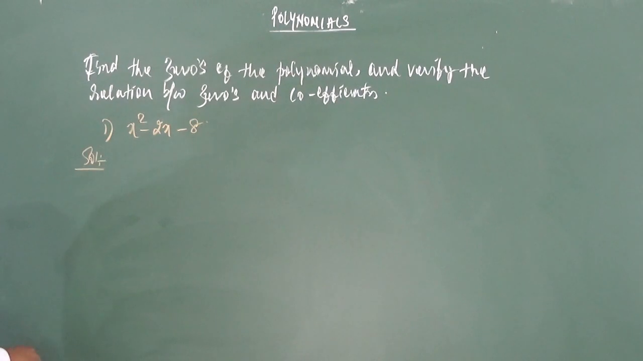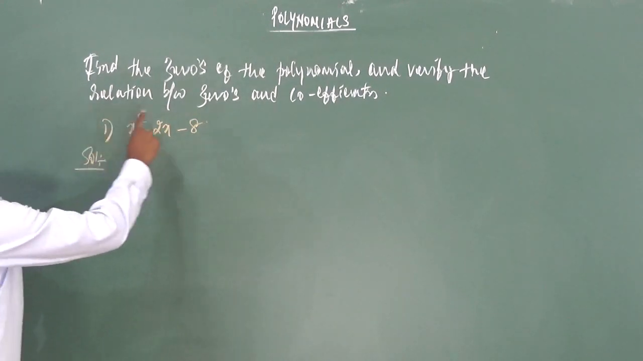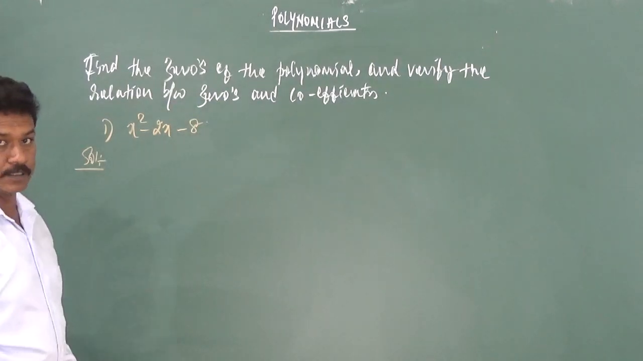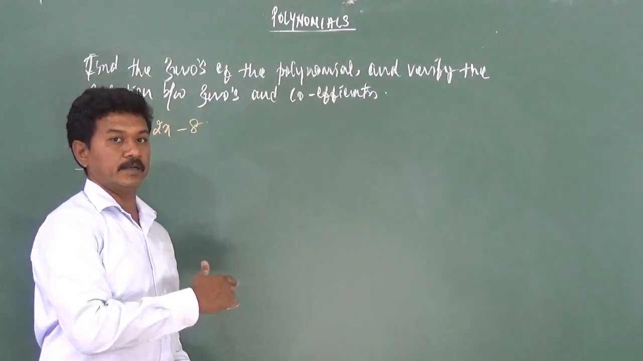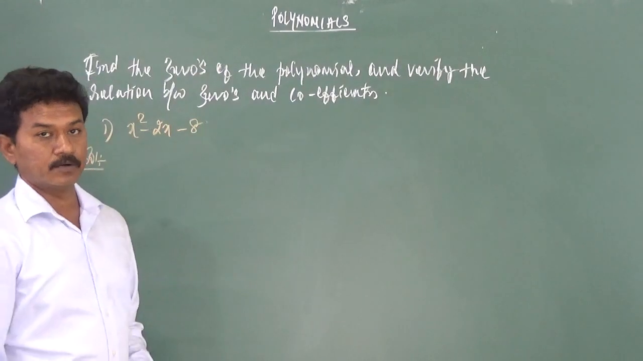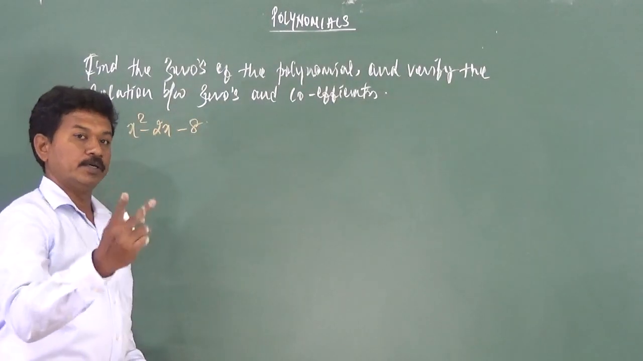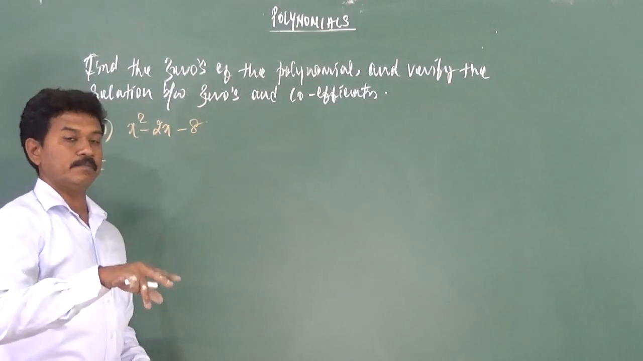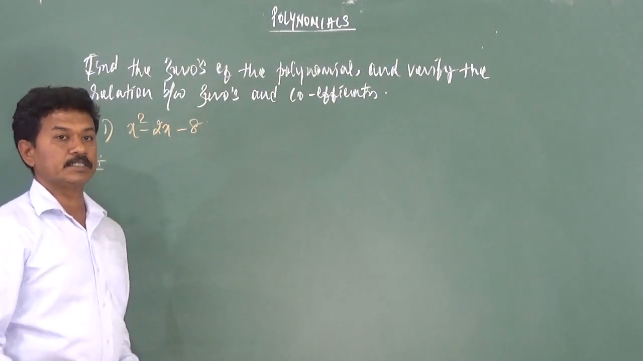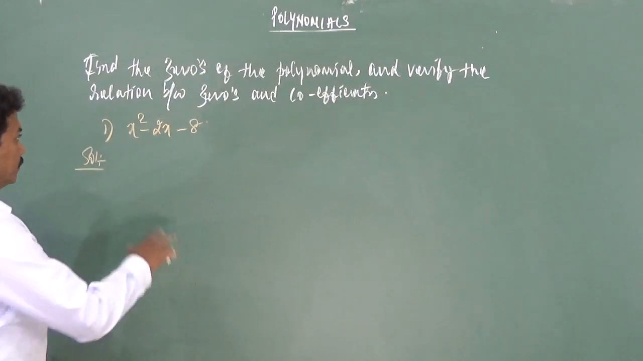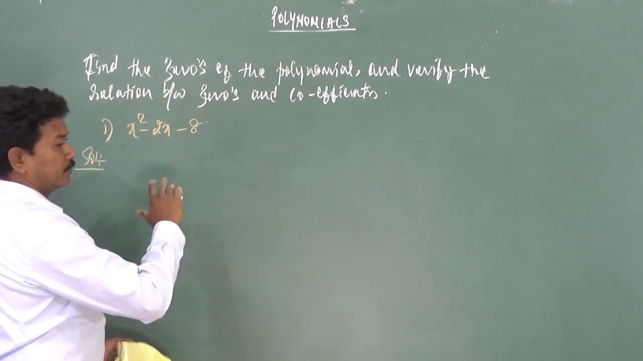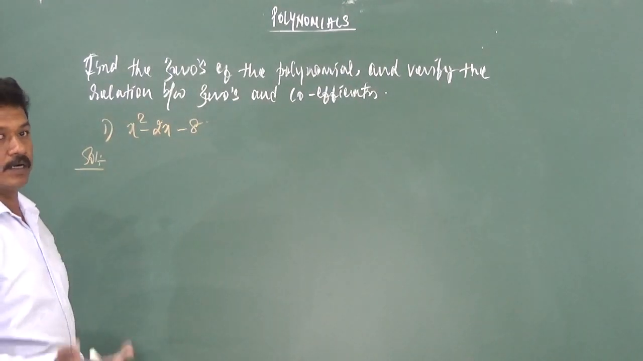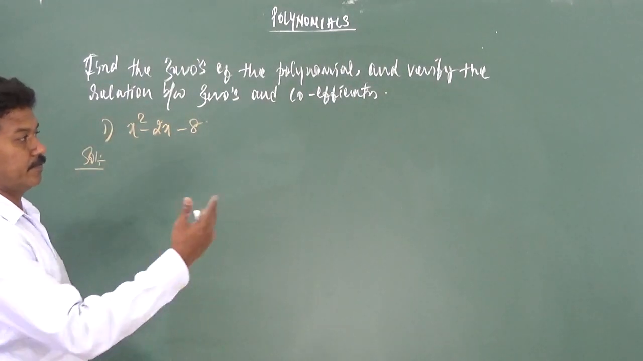So here what you have to do is find the zeros of the polynomial. The given polynomial is here. You have to first find the zeros of this. As the given polynomial is a quadratic polynomial, we are going to get at most two zeros. Those two zeros may be equal, may not be equal, they may be totally distinct. Whatever it is, we have to find the two zeros.